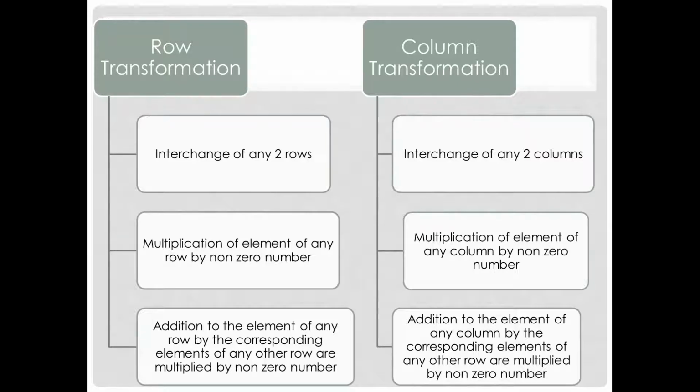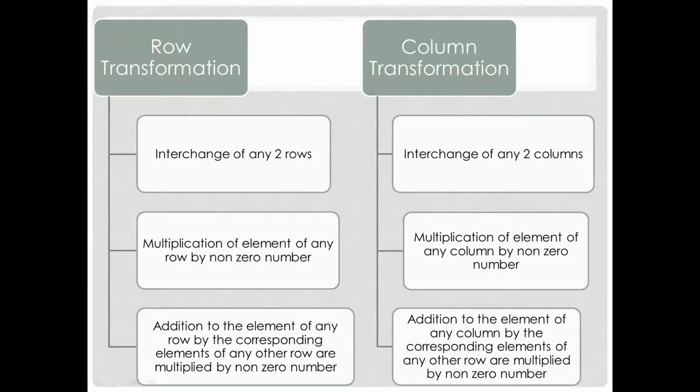It includes interchange of two rows or two columns, multiplication of elements of any row or column by a non-zero number, and the third one is addition to the elements of any row or column of the corresponding elements of any other row or column which are multiplied by a non-zero number. Right? These transformations are necessary to find out the inverse of a matrix.